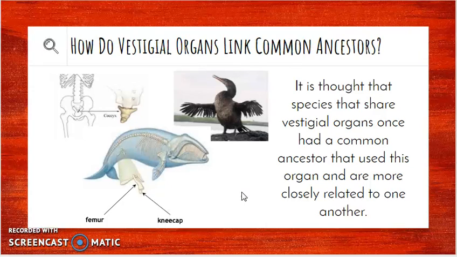So as we look at a whale, it also has a femur and a kneecap. However, a whale doesn't actually use a femur or a kneecap to walk, whereas humans use them to walk. Another thing that a human has that other organisms have would be a coccyx, which is the tailbone. Humans don't have tails. However, they still have a bone that would be in that same place and location as organisms that do have tails.